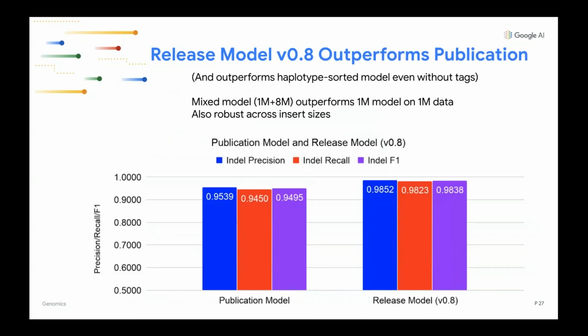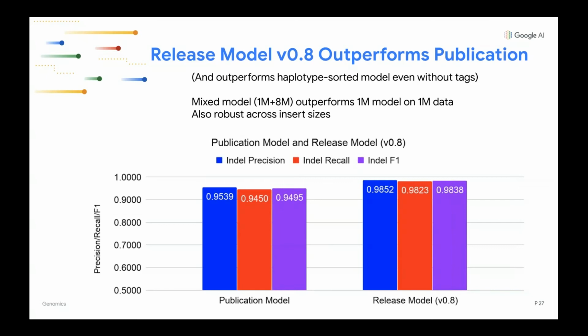So when we assess this release model, and this is actually something we worked towards, it substantially outperforms the publication model, in part because it has more data. One of the things that we found is that the mixed model on the 1M and 8M chips and with various insert sizes outperforms a model that's trained only on 1M data, and it outperforms a model that's trained only on 8M data, each on their own data type. It is also robust across various insert sizes.